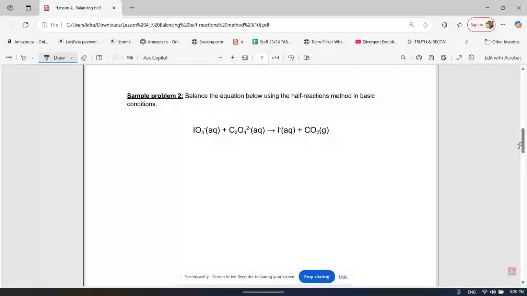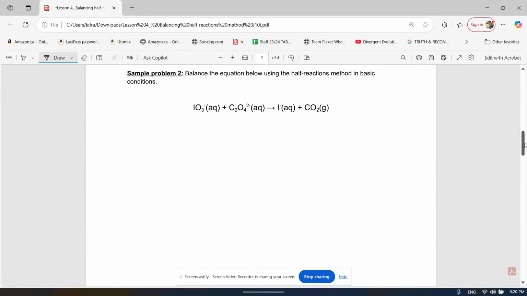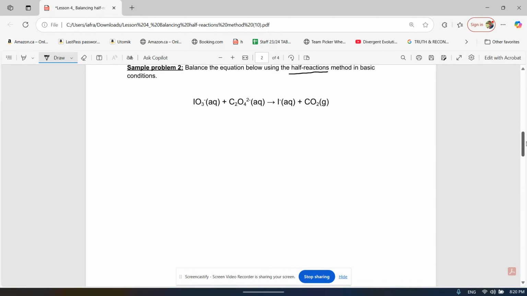In this video, we're going to balance redox reactions in basic conditions using the half reactions method. Balance the equation below using the half reactions method in basic conditions. So the first few steps are very similar to balancing in acidic conditions. We're going to simply separate our reactions into half reactions.